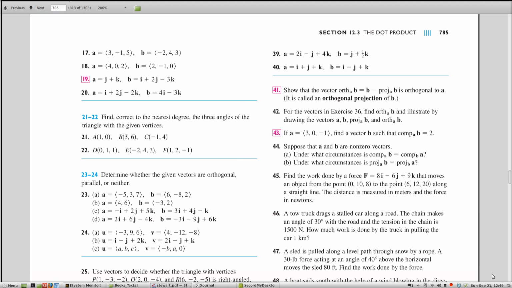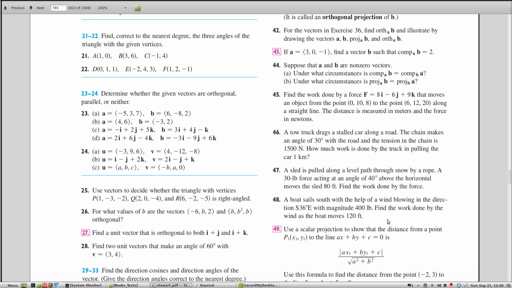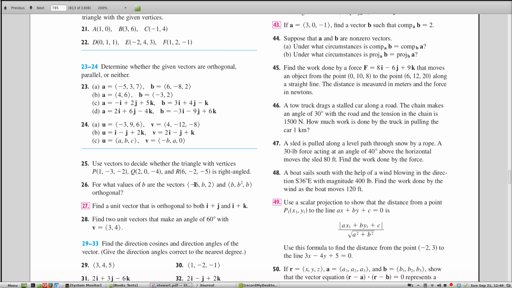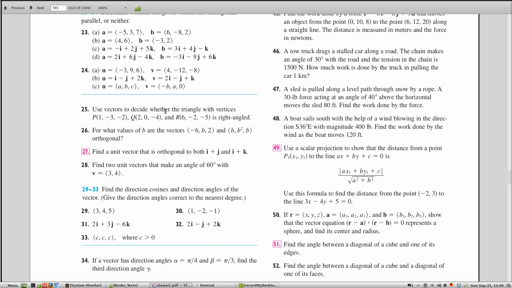What else have we got? Use vectors to decide whether the triangle given by these points is right-angled. How do you do that? So just to sketch the solution to number 25 here, what you would do is figure out the vector PQ, figure out the vector PR, take their dot product. If it is 0, then it's a right-angled triangle.